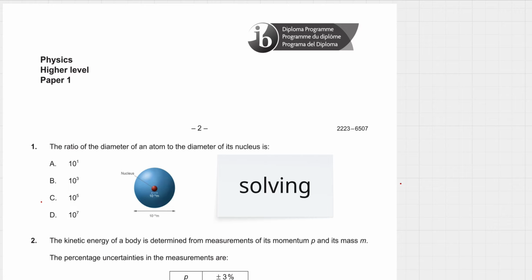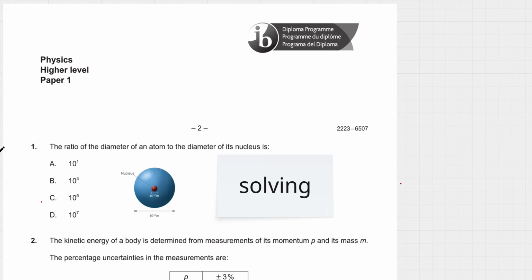A random past paper. It's a paper 1 from IB Physics. So I'll show how I solve the first exercises from this paper. Okay, so first exercise: the ratio of the diameter of an atom to the diameter of its nucleus.